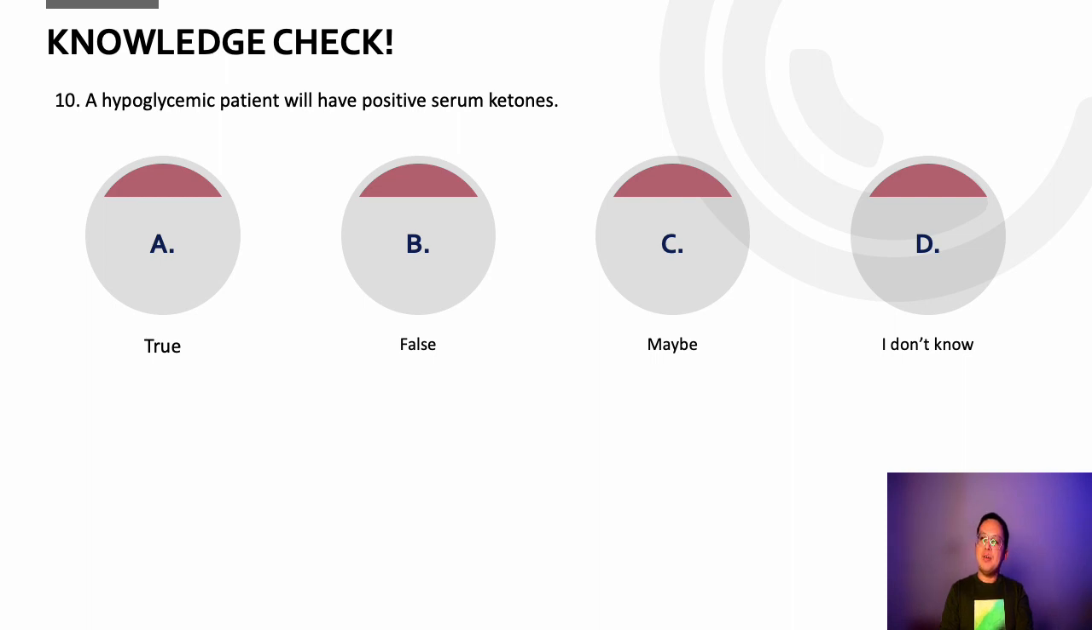Number 10. A hypoglycemic patient will have positive serum ketones. A, true, B, false, C, maybe, I don't know. Okay, write your answers on a separate sheet of paper and then transfer it to the stream. I'll provide later.